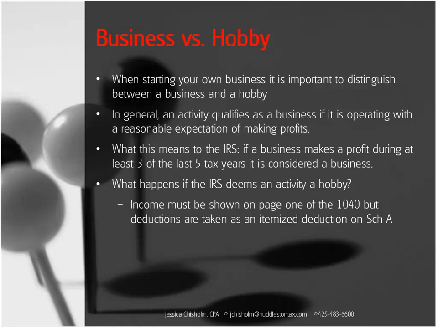However, if the IRS decides that it's a hobby, the income must be shown on page 1 of the 1040, but corresponding deductions you're not able to take on page 1. Those are taken as an itemized deduction on Schedule A. So if it is deemed a hobby, you don't get the full benefit of the deductions.